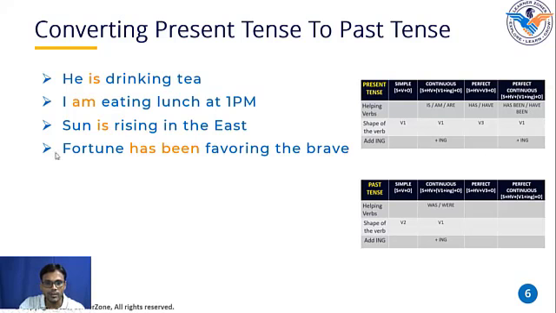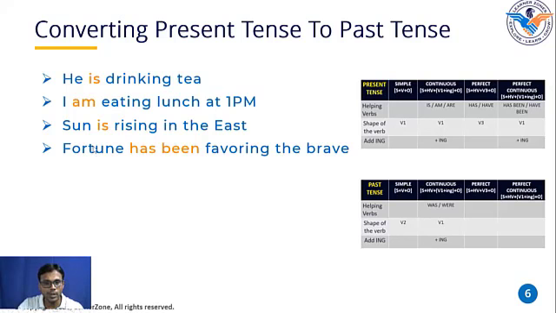Now, if I want to convert the same present perfect continuous tense to simple past tense, what should I do? I have to remove this helping verb, because we are not using any helping verb in this. And then we need to use the second shape of the verb only. Favored. So fortune favored the brave. Simple. I've just removed the helping verb and added favored. That's it. I've used the second shape of the verb.